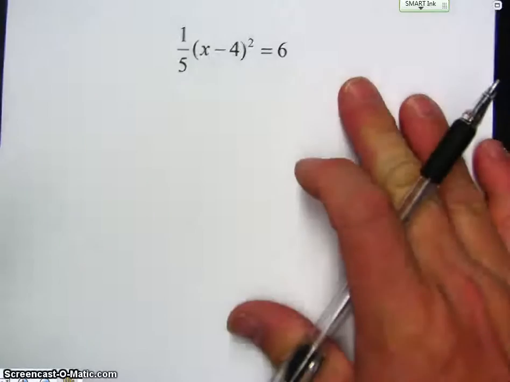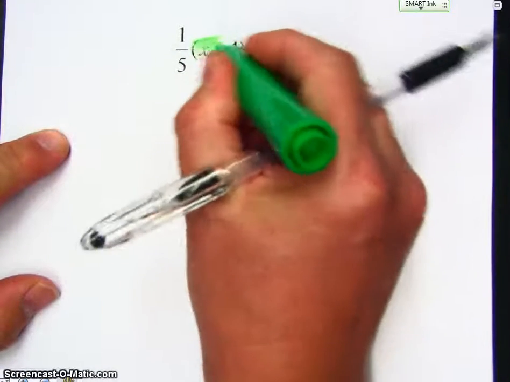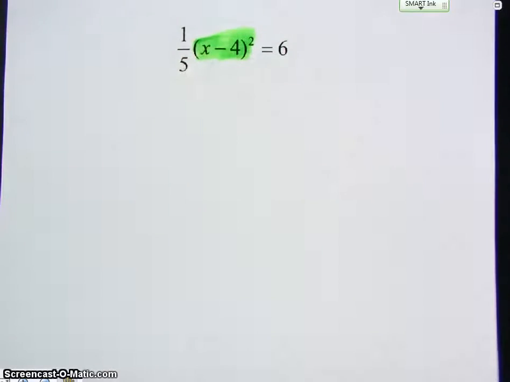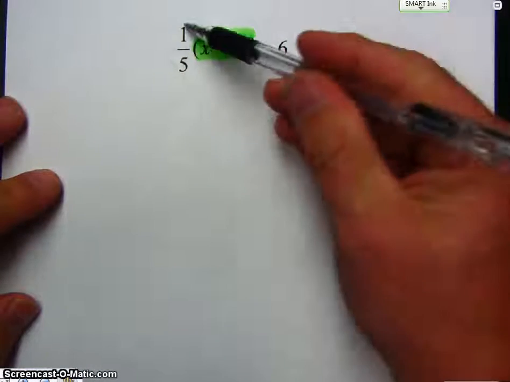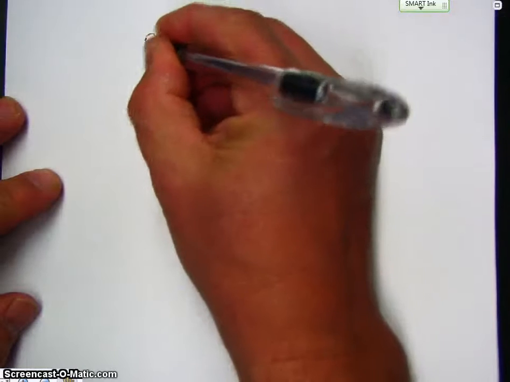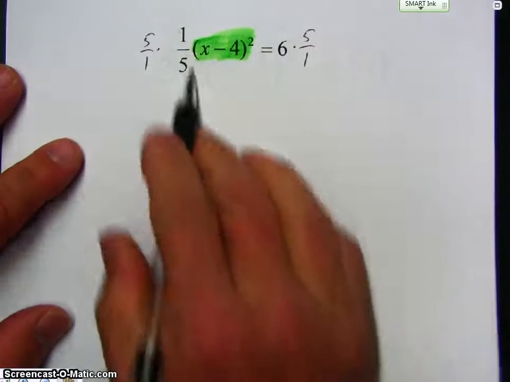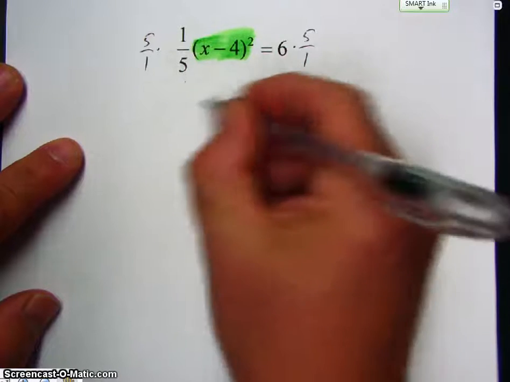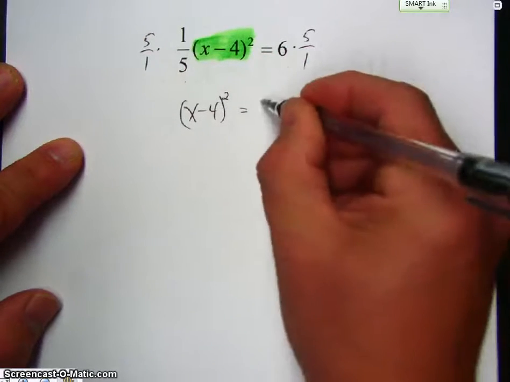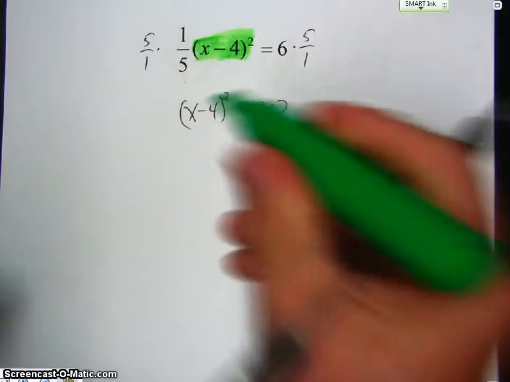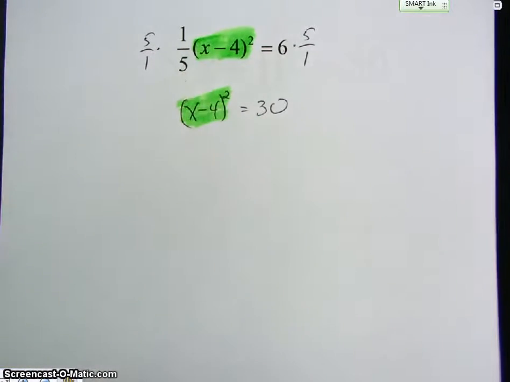All right, next example. Well, if you notice here, this right here group is being squared. So that means I got to get what's in green here by itself. Well, in order to do that, I have to multiply both sides by 1/5. Right? Multiply by the reciprocal when you're dealing with fractions. All right. So when I do that, I get x minus 4 quantity squared equals 6 times 5 is 30.